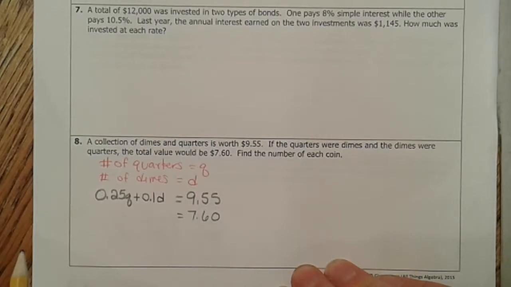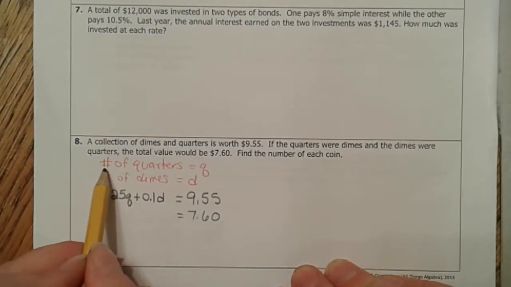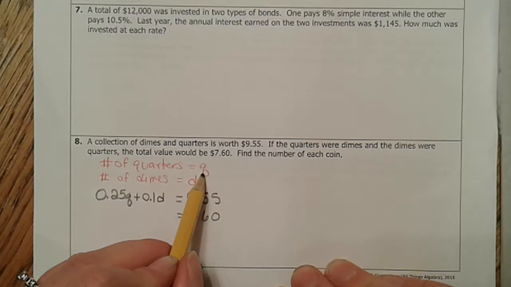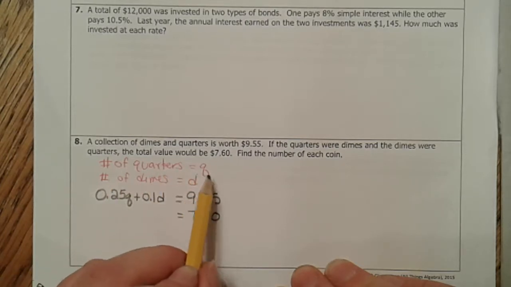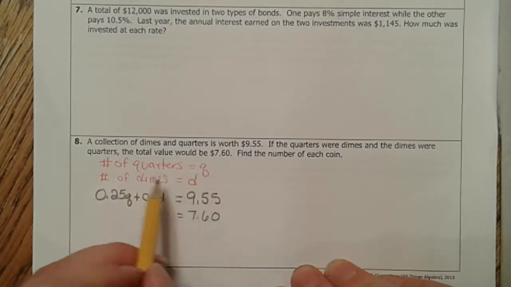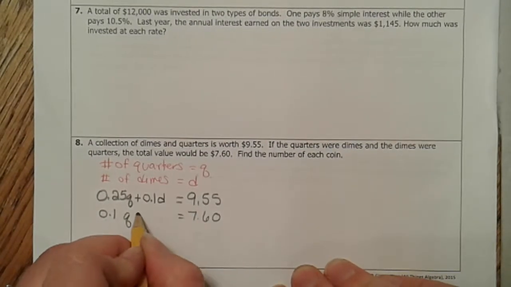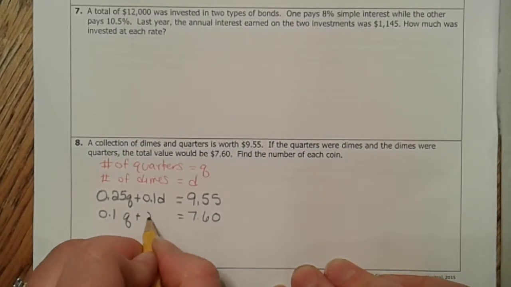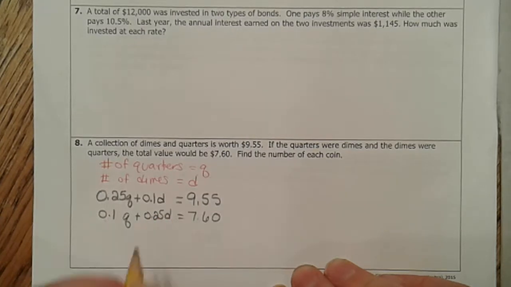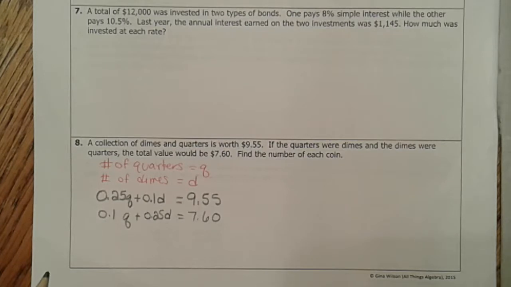Okay, so this one's a little tricky, because let's think. If the quarters were dimes, so if the number of quarters actually had the value of dimes, so here's the number of quarters, and we're going to give those the value of dimes. We take the number of quarters and multiply it by the value of a dime, and then we add that to the value of a quarter multiplied by the number of dimes, and we would get $7.60.